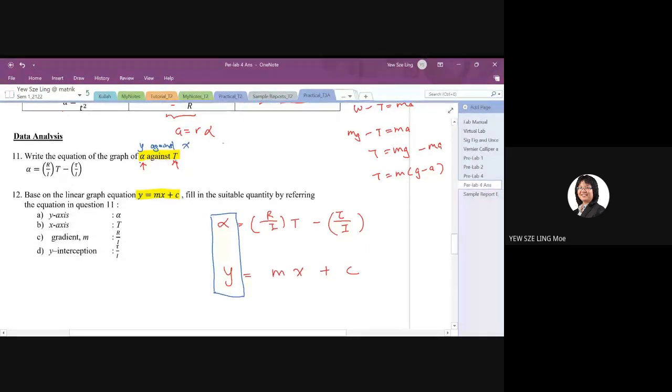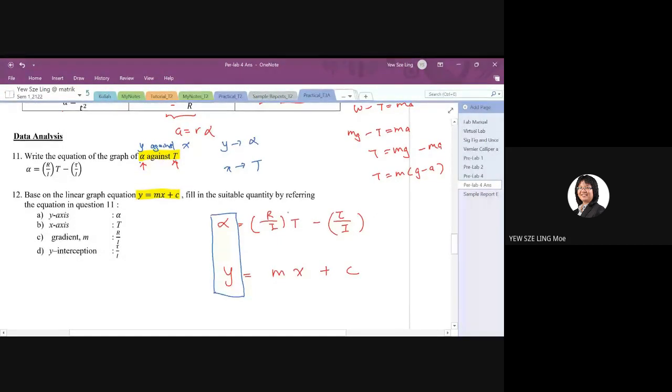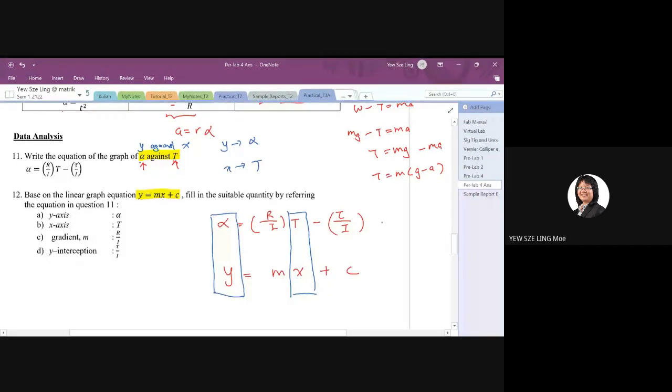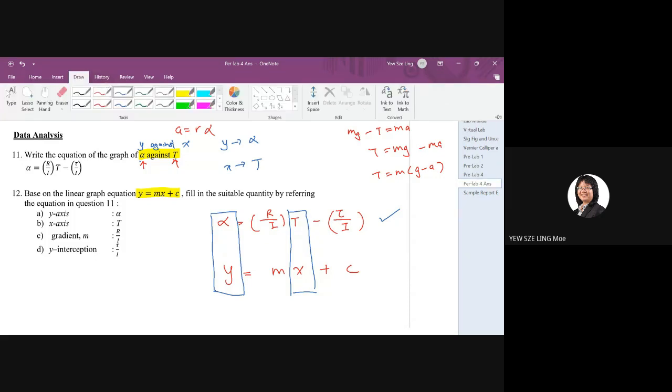So your y is actually your alpha and your x is the tension. If you look at the equation, the tension is also at the correct position. Therefore, you don't have to rearrange the equation anymore. Alpha and T are both at the correct position, which means this equation is already correct. If they are not at the correct position, then you need to rearrange the equation.